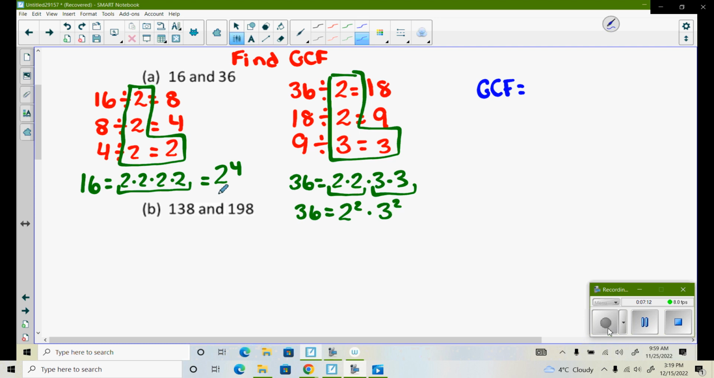Okay? We also have to look at their exponents. I have to take the one with the lowest possible exponent, which is 2 to the power of 2. Right? We have 2 to the 4, and then we have 2 to the 2. Since 2 to the 2 is smaller, that's the one I choose. So common factors and lowest exponent. Then I just solve for it. 2 to the power of 2 is equal to 4, because that's just 2 times 2. So that would be my GCF between 16 and 36.